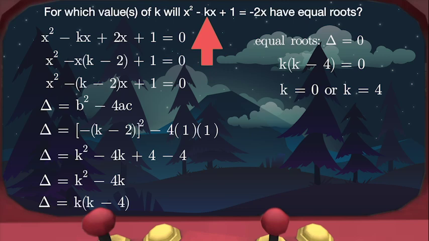So when this k is 0 or 4, and then we work out the x for this equation, you will see that they will have exactly the same answer. Therefore, they will have equal roots.